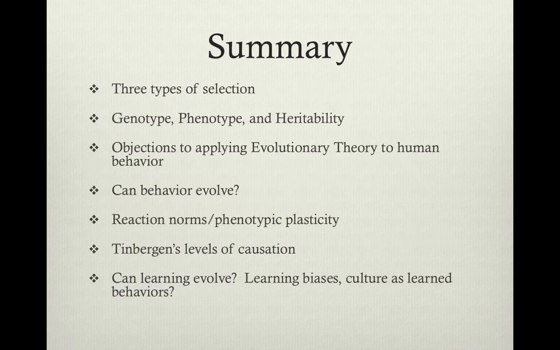All right. So in summary, remember the types of selection: stabilizing, directional, and disruptive. Know the difference between genotype and phenotype and what we mean by heritability, and recognize the situations in which behavior can evolve. What do we mean by reaction norms and phenotypic plasticity? Recognize that we are predominantly concerned with the ultimate level of causation, and then tie all of this together in addressing learning biases, cultures, learned behaviors, and the benefit that we get as a species of being able to socially learn.